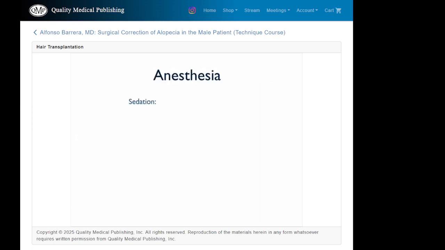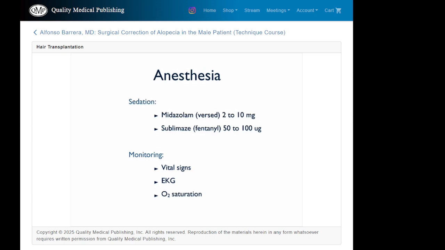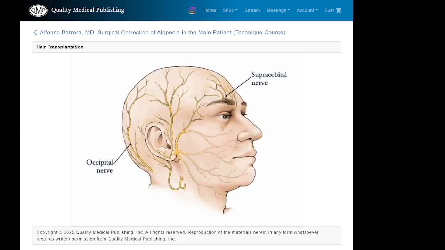Anesthesia. The patient is mildly sedated with midazolam, Versed, 2 to 10 milligrams, and fentanyl, Sublimaze, 50 to 100 micrograms, which are both titrated for each patient. The patient's vital signs, EKG, and oxygen saturation are monitored throughout the procedure. Supraorbital and occipital nerve blocks are established with 0.5% bupivacaine with 1 to 200,000 epinephrine, approximately 30 milliliters. This includes a ring block just below the proposed hairline.